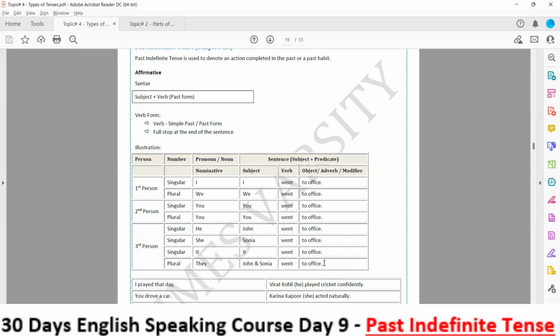So anybody would like to translate in Hindi or Urdu, like I went to office? Anyone? Anyway, I will explain, but what is your understanding from this sentence? Yes, Musab.